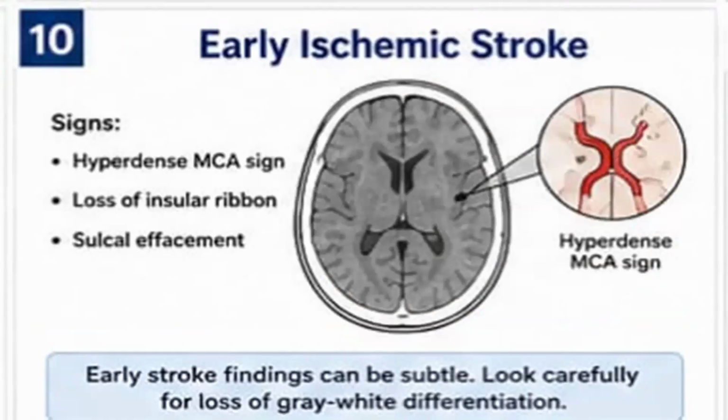Early stroke changes can be subtle and are often missed by beginners. Look for a hyperdense middle cerebral artery sign, loss of insular ribbon, and sulcal effacement. These findings may indicate an acute ischemic stroke even before a well-defined infarct becomes visible.